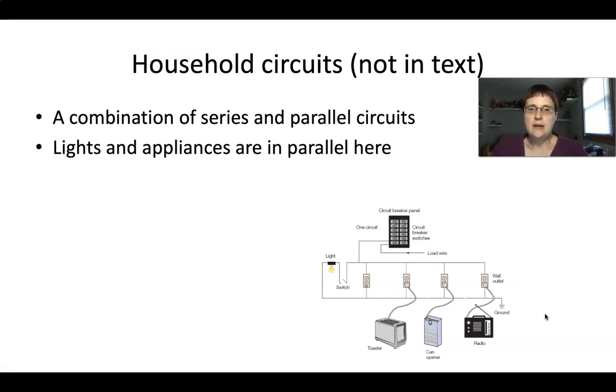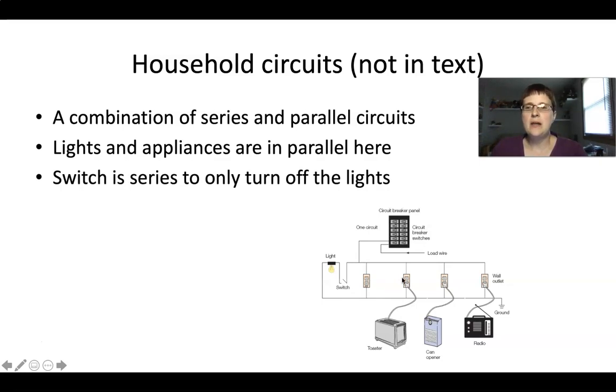So, the lights and appliances are in parallel to each other. But the switch in the series only turns off the lights. So that is the part that is the series, like I mentioned, but the whole thing is in parallel.